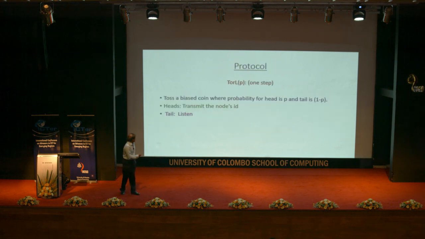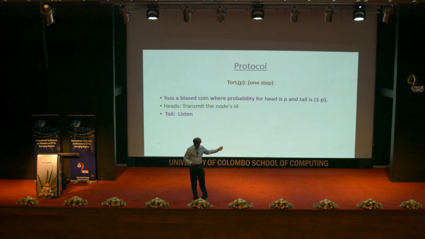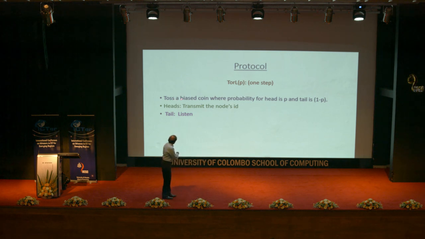All right, so here's a protocol. Look at this, this is one step. Each node is hardwired to do this. You get that? Yes, each node has this program. So the way it works, listen to this very carefully, this is pretty cool: P is a probability, so it's between 0 and 1. Is that okay? And then you toss a biased coin where the probability for the head is P, obviously the tail is 1 minus P, yes?